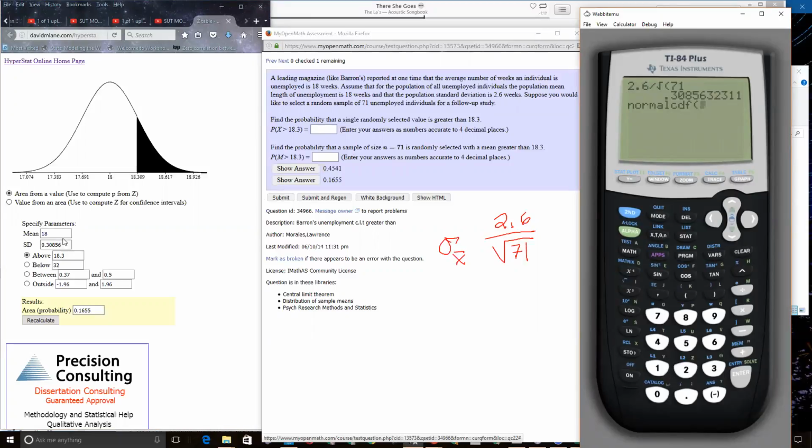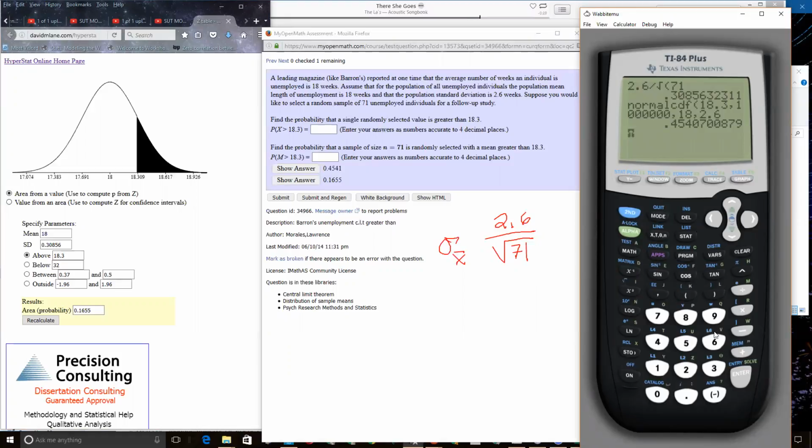The bottom of this shaded area is 18.3. And the upper part, we're just going to put some ridiculously high number, so we're way past what it could be. And then we're going to do the mean of 18. And for the first one, since we're dealing with a single individual, we're just going to type in the standard deviation of 2.6. And that agrees with what I got with the applet and with the answer.